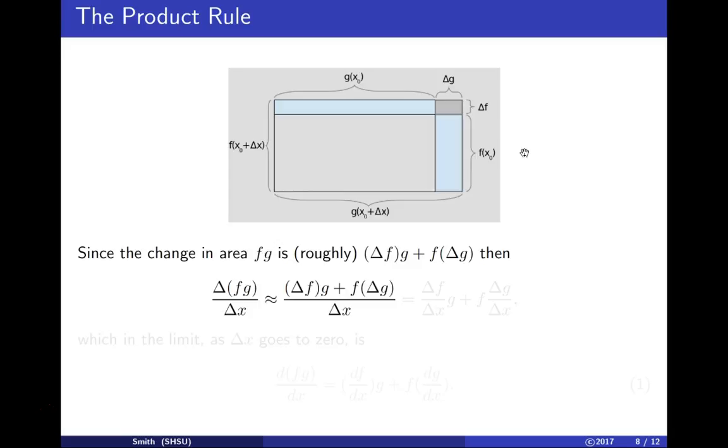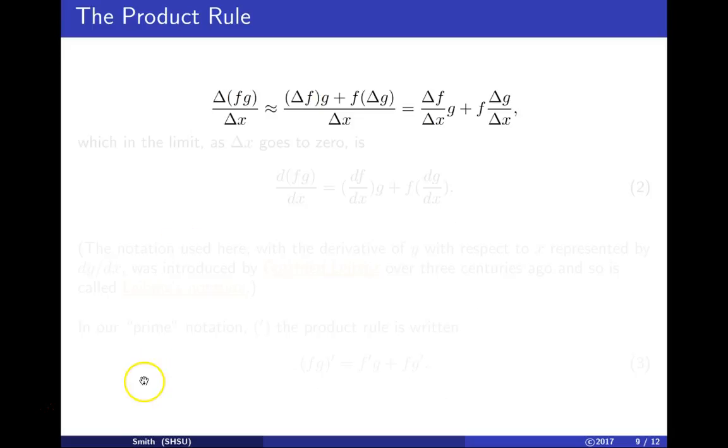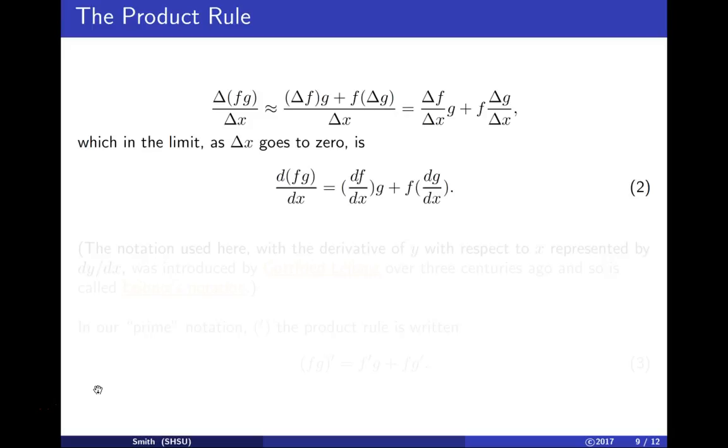If I divide by delta x and take a limit, I have the change in f over delta x, that's the derivative of f in the limit, and the change in g over delta x, that's the derivative of g in the limit. So I have the derivative of f with respect to x times g plus f times the derivative of g. Again, the sum of the two pieces here can be explained geometrically by the light blue rectangles up here. All right, so the derivative of a product is the derivative of f with respect to x times g plus f times the derivative of g.